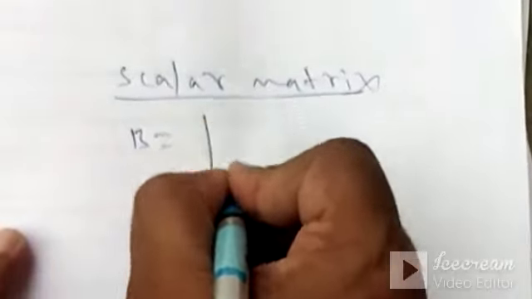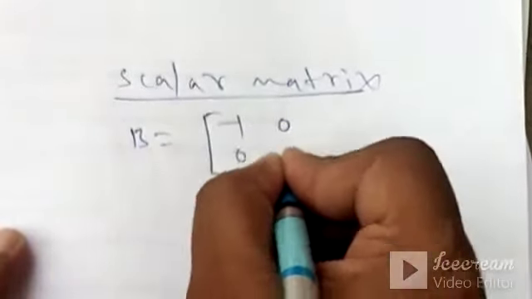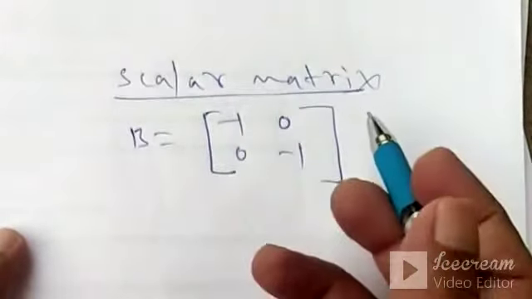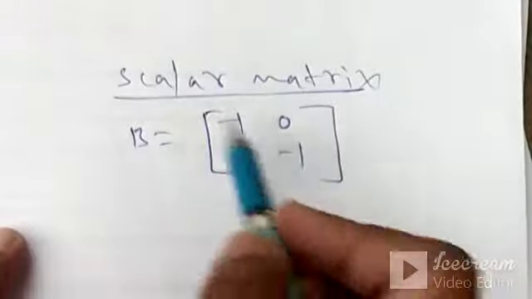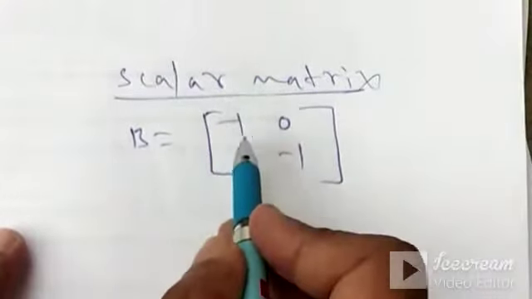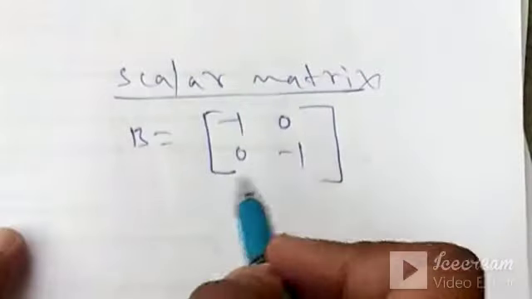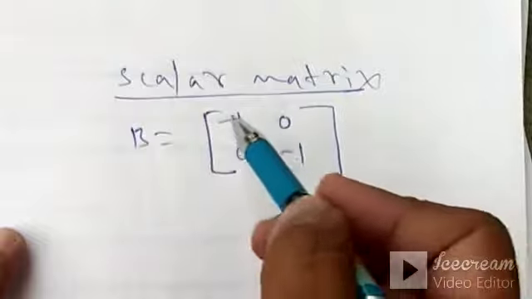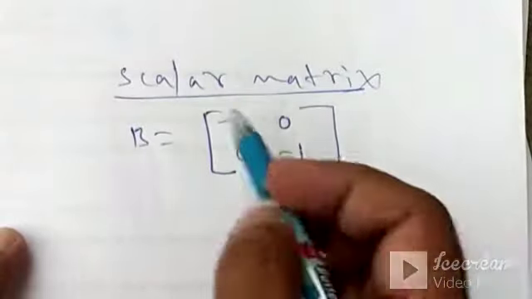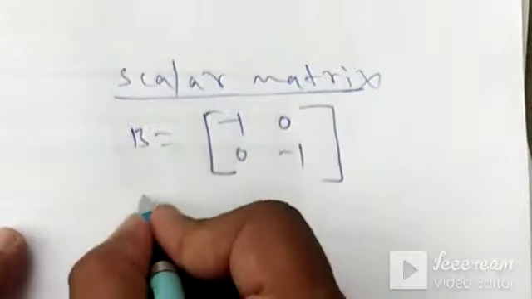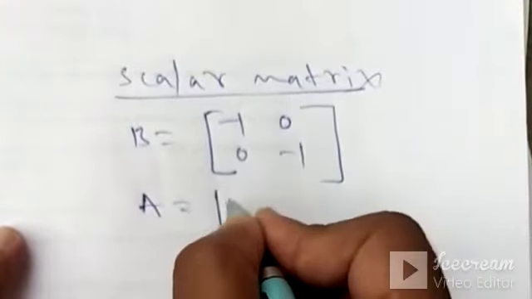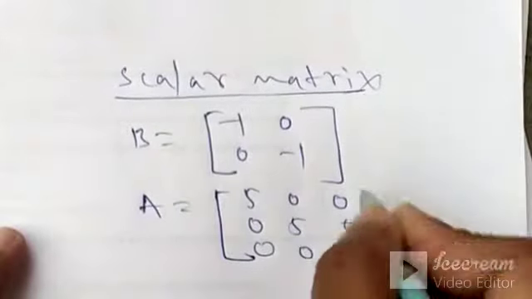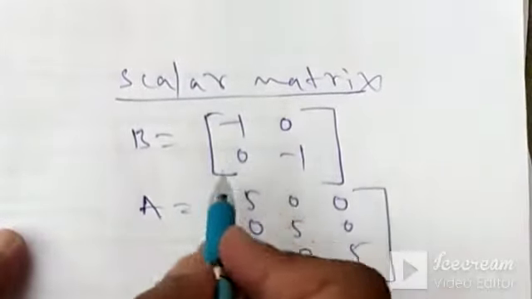B is equal to minus 1 0 0 minus 1. So this is also one kind of diagonal matrix. But what happens in a diagonal matrix? Diagonal elements are different, but here all diagonal elements are equal. You can say scalar matrix: a diagonal matrix is said to be a scalar matrix if all its diagonal elements are equal. I will give one more example. A is equal to 5 0 0 0 5 0 0 0 5. So this is known as a scalar matrix.